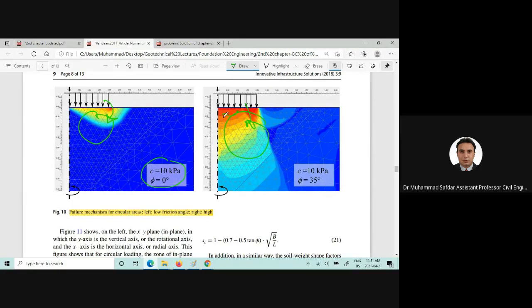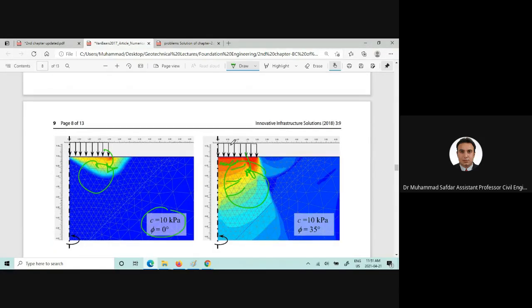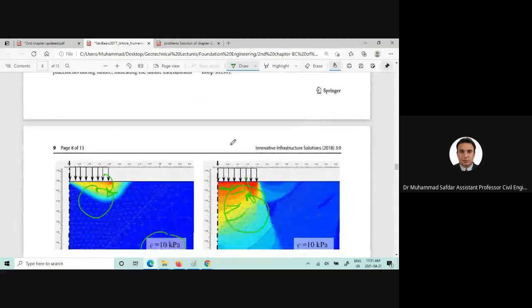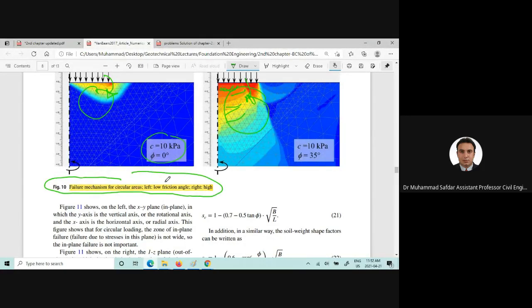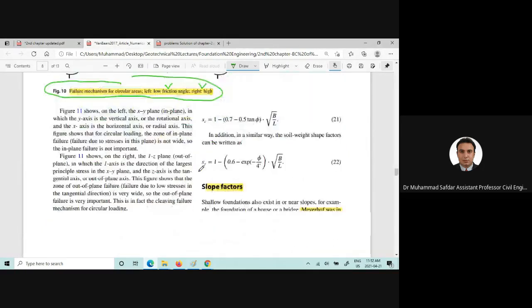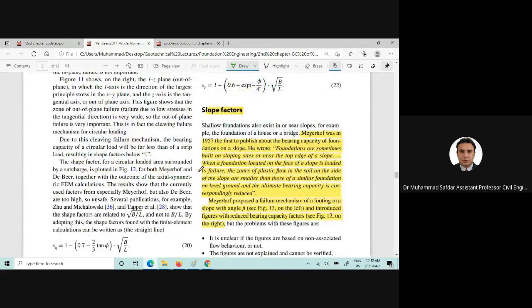Here we are seeing higher stresses, and we can clearly see lower stresses as we go beneath the foundation. So it's the failure mechanism of circular foundations with low friction angle and high friction angle. And then slope factors were also studied.